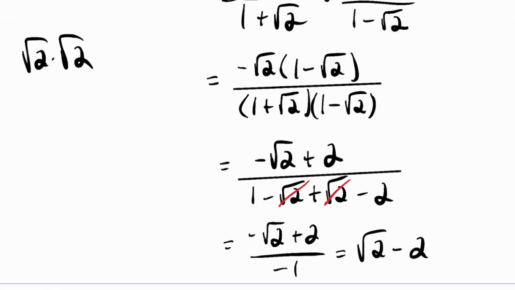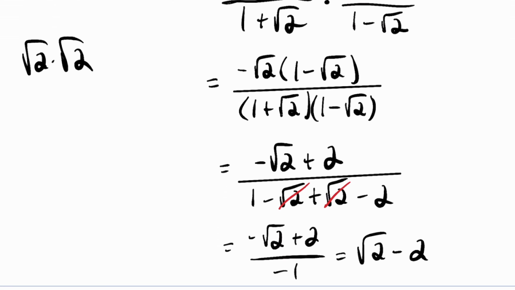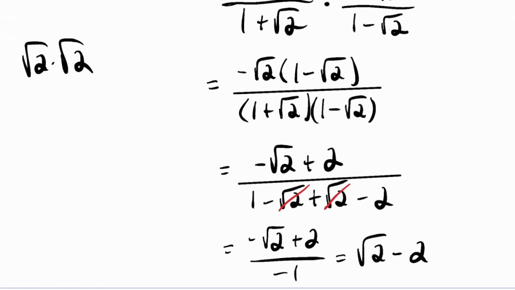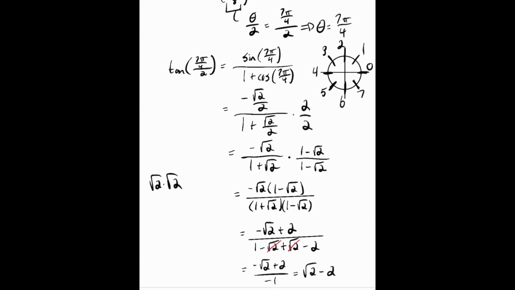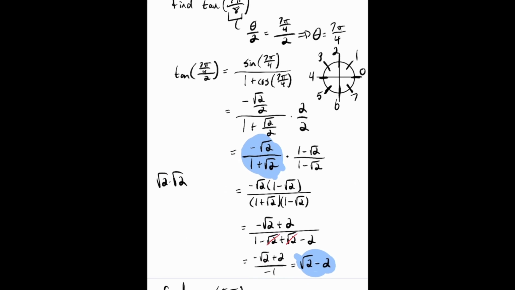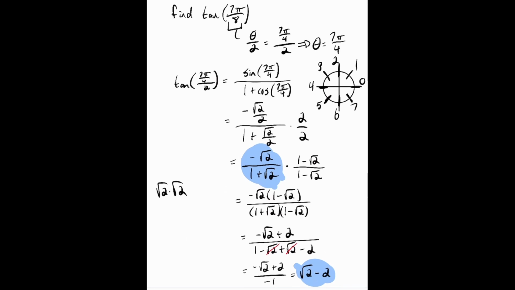So this is a little bit cleaner than what we had a few minutes ago. We had gotten this guy, negative root 2 over 1 plus root 2, which is fine, that's okay. But by rationalizing the denominator, we did get a nicer looking number. Root 2 minus 2 is just a little bit cleaner. It's not a fraction, basically. Anyway, that's how you can use the half angle formula for tangent to find out an exact value.